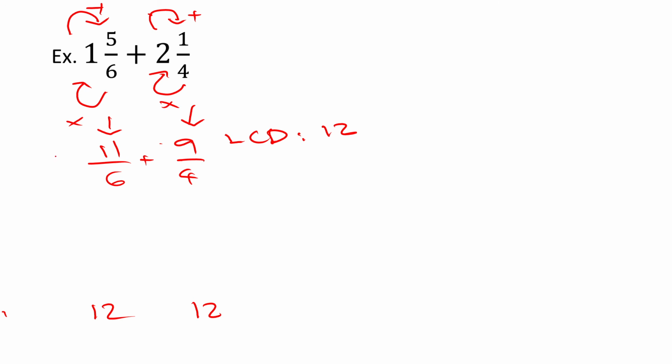So for 11 over 6, the number we need to multiply to both numerator and denominator is going to be 2. So now we have 22 over 12 plus, how about 9 over 8? What do we need to multiply? It's going to be 3. So 9 times 3 is 27. 4 times 3 is 12.